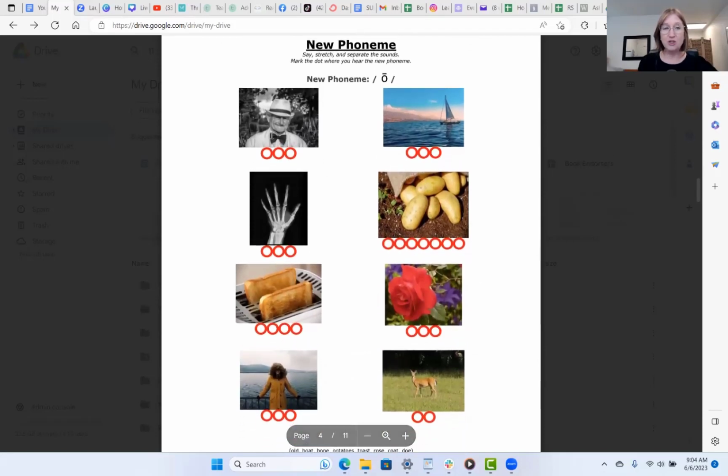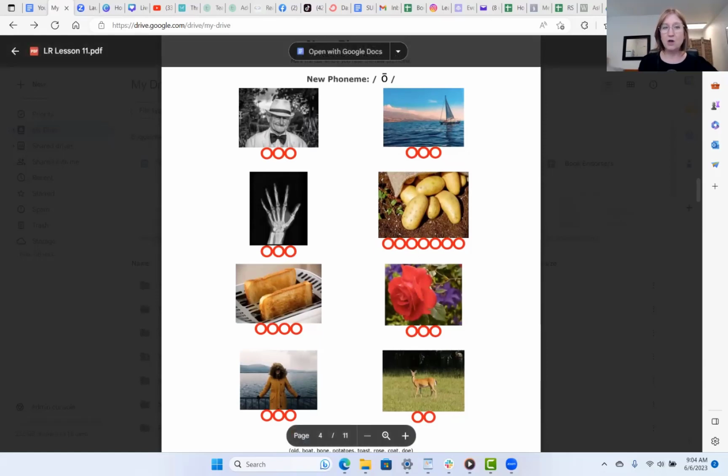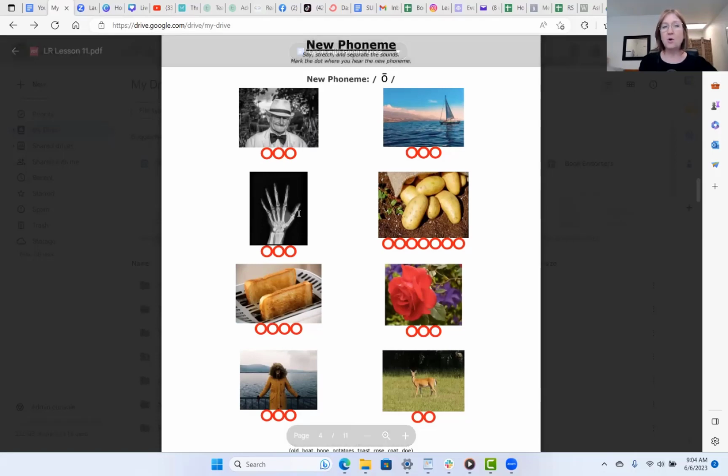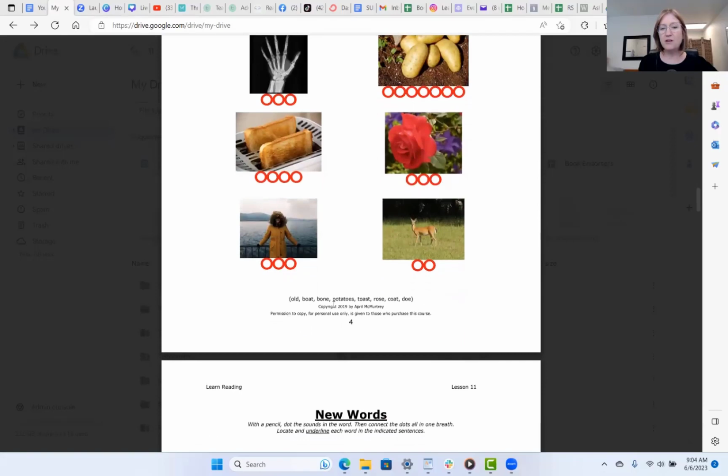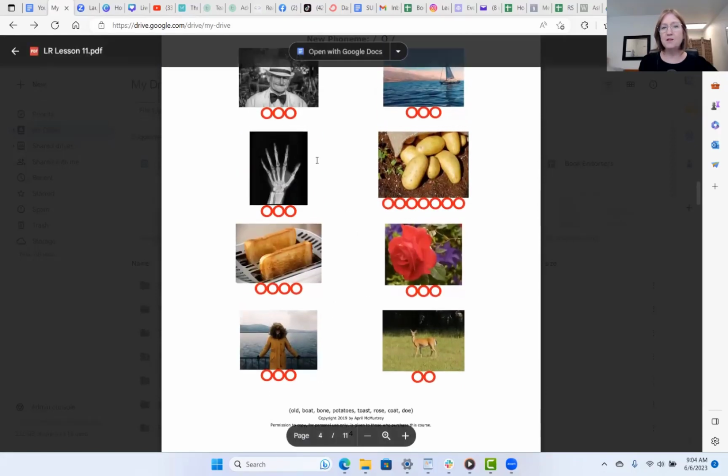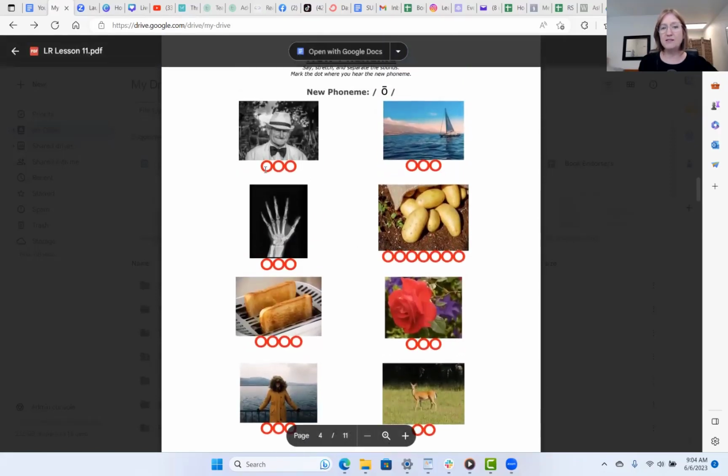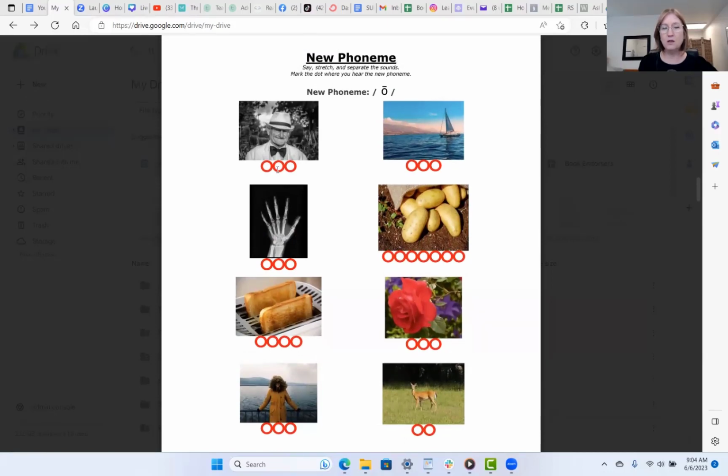If you have the worksheets, you know what to do on this page. Say the word, stretch it out, separate each of the sounds, and then identify where the O is. So this word, if this picture is old. If you're not sure what they are, the words are down here for you below. So this first picture is old. You would separate the sounds O, L, D, and then you would mark where you hear the O sound. This is your phonemic awareness warm up.